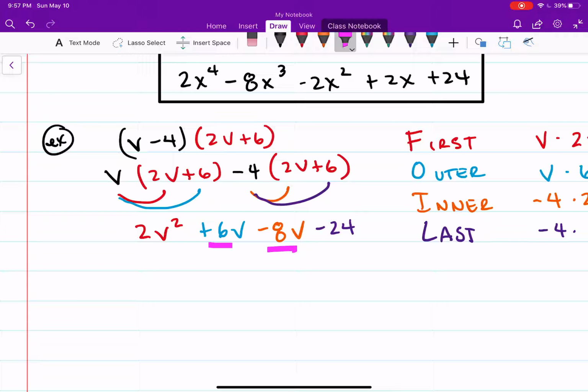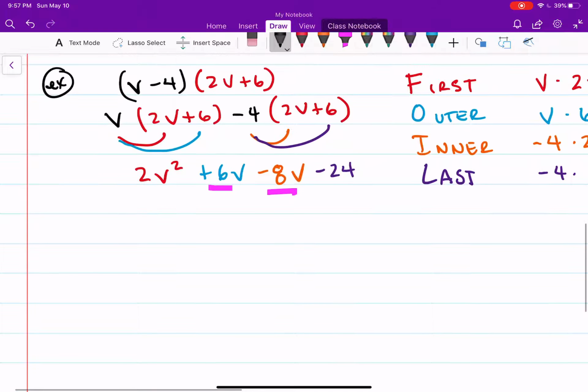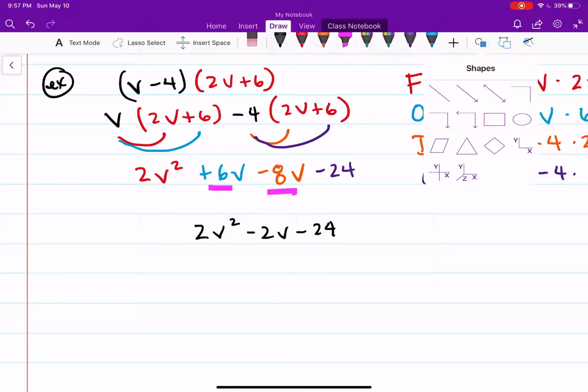And remember what I said, binomial times a binomial, I should get 4 terms, right? And I do have 4 terms right here. So that is clear. So I'm going to have a 2v squared minus 2v minus 24, okay? And that would be my answer.